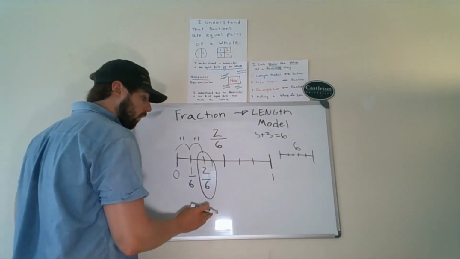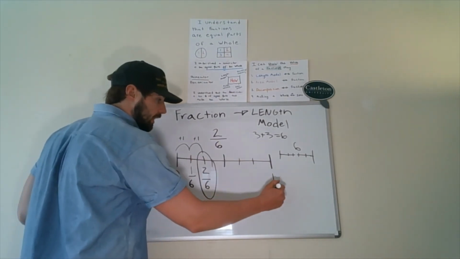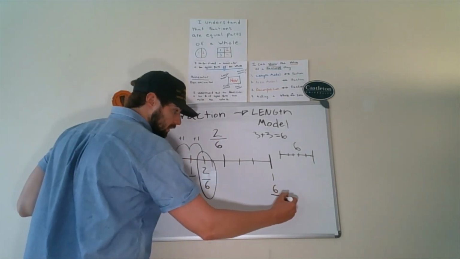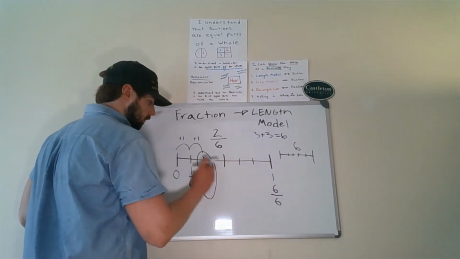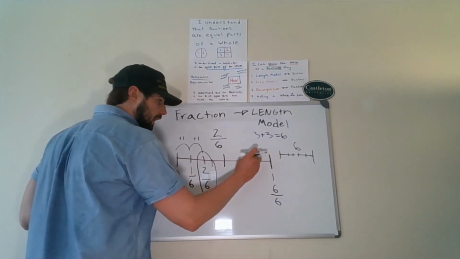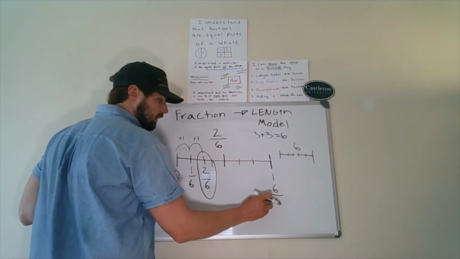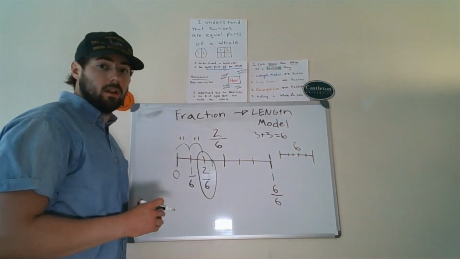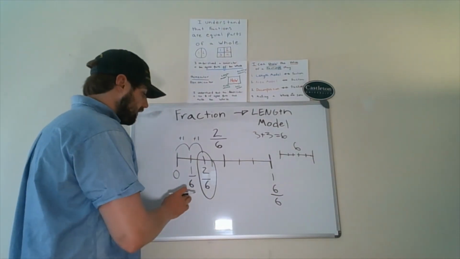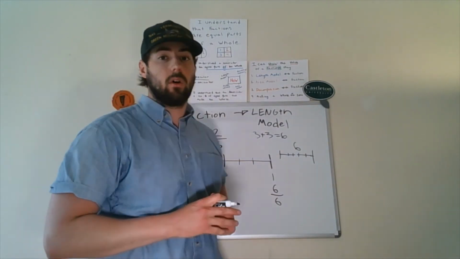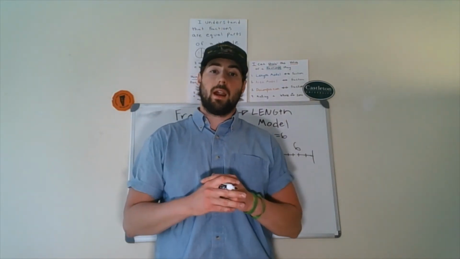I know the whole, when I'm talking about sixths, would be 6/6. 1, 2, 3, 4, 5, 6. 6/6 would be the whole that we're talking about. Our denominators are parts that make the whole, therefore can never change.